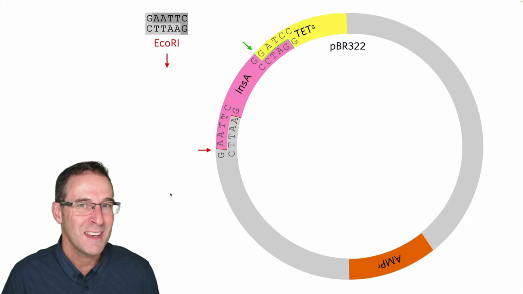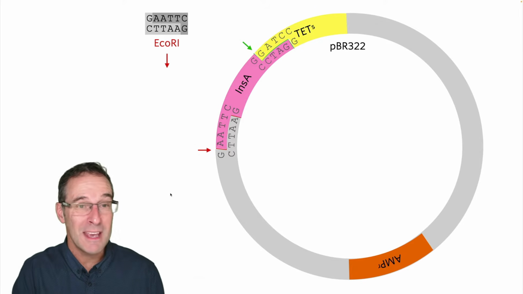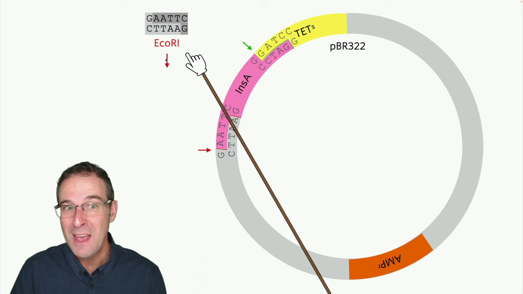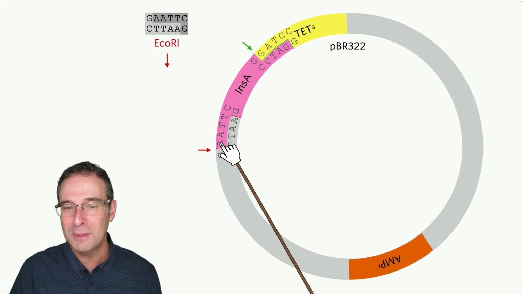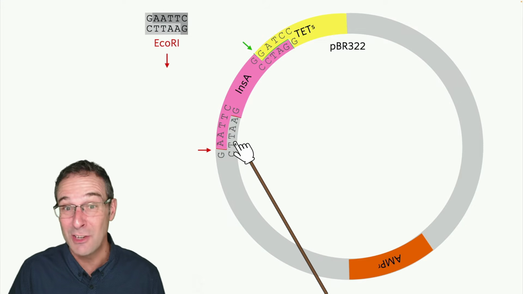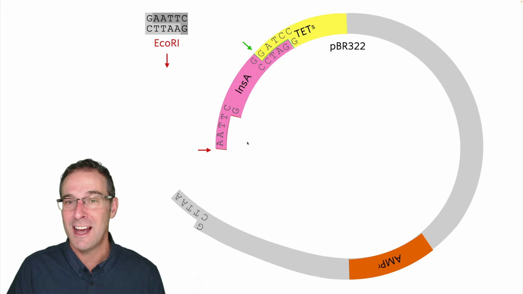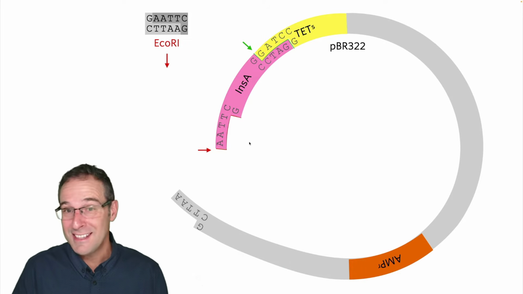Then what we do is a second step. What we do is we get that same restriction enzyme again, EcoRI. We're not going to use the BamHI again this time. We're just going to use EcoRI. And that will cut the plasmid open here at that same place, because that restriction site is still there, of course. It's going to cut the plasmid open like this.